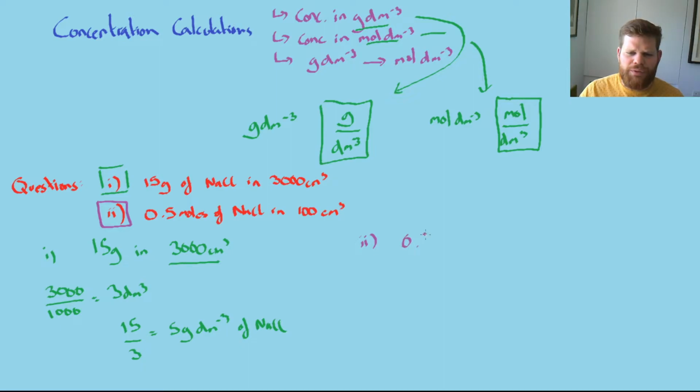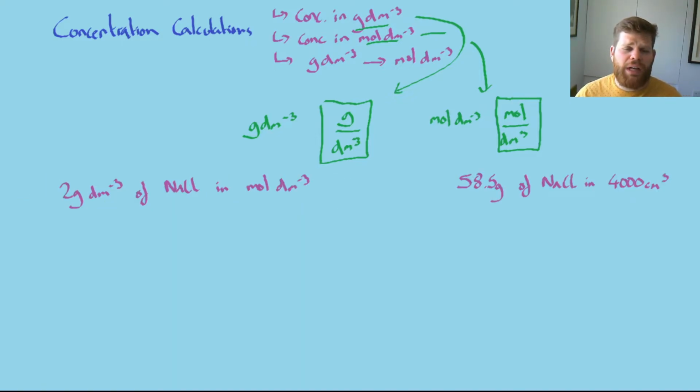So again, the first step that I'm going to do is turn my centimetres cubed into decimetres cubed. So I have 100 divided by 1,000, and that equals 0.1 decimetres cubed. So now I just do the calculation as above. I've got 0.5 moles, so 0.5 divided by 0.1, which gives me the answer 5 moles per decimetre cubed.